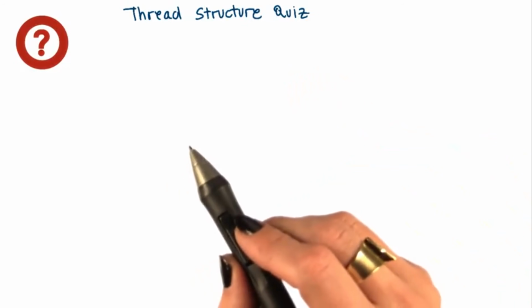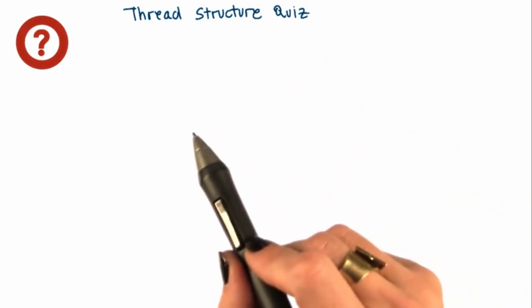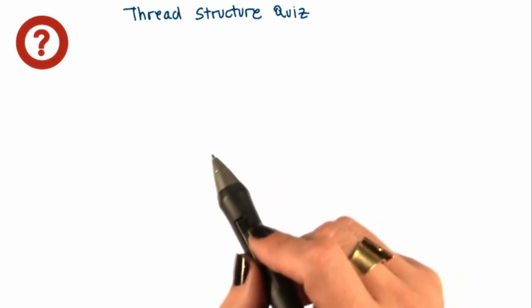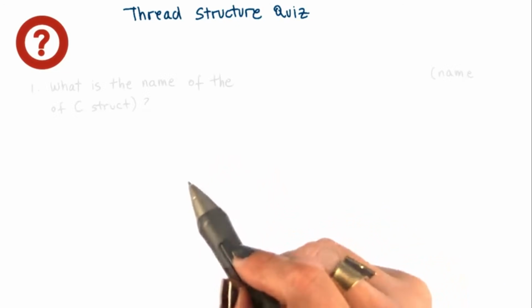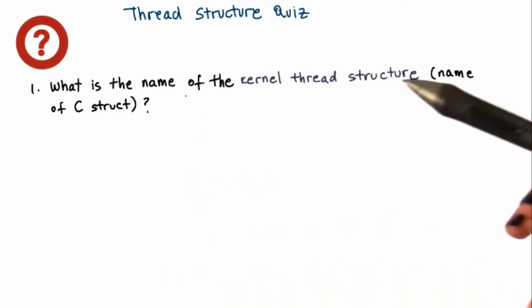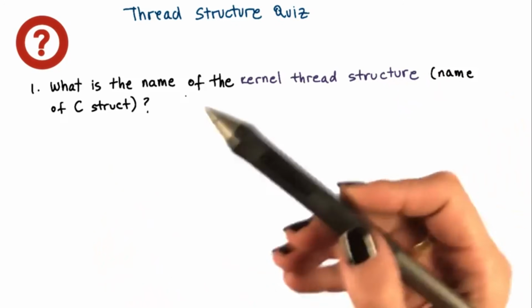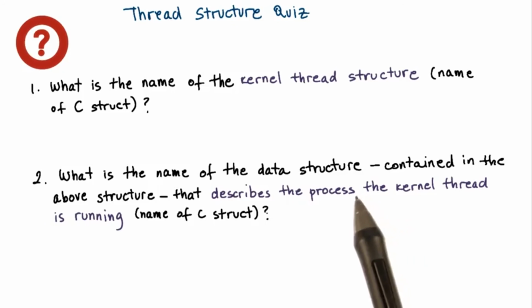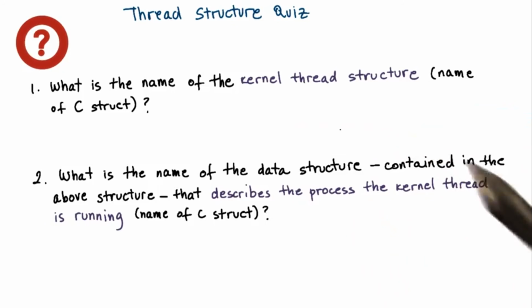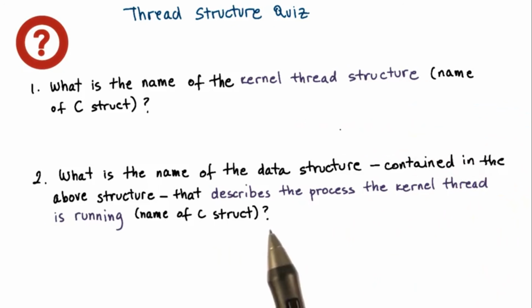Now that we have discussed how thread structures are separated, let's take a look at an actual Linux kernel implementation in this quiz. For each of the questions in this quiz, we will be referencing version 3.17 of the Linux kernel. The first one is, what is the name of the kernel thread structure that's used in Linux? We're looking for the name of a C structure, basically. The second question is, what is the name of the data structure that's actually contained in the above data structure that describes the process that the kernel thread is running? Again, we're looking for a name of a C structure.